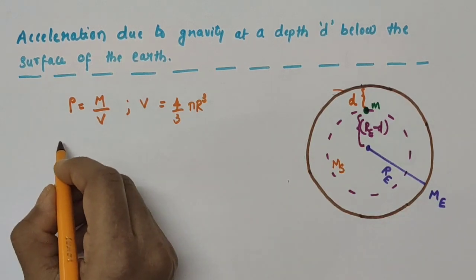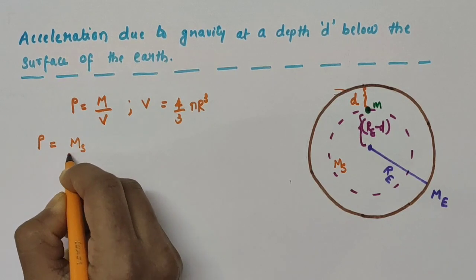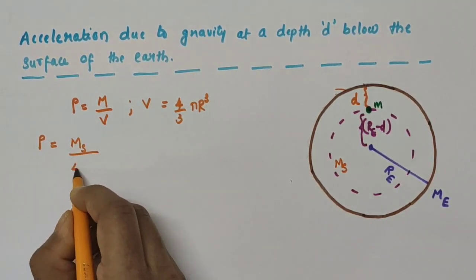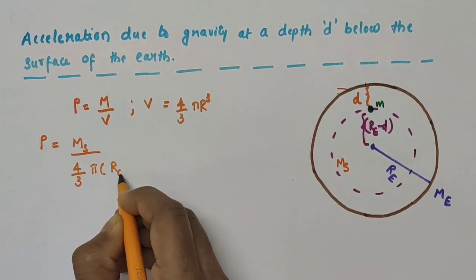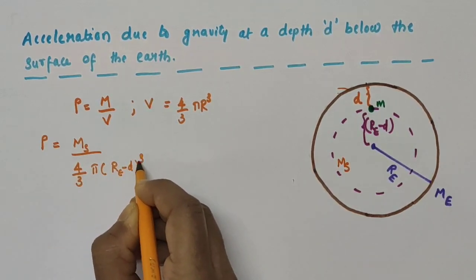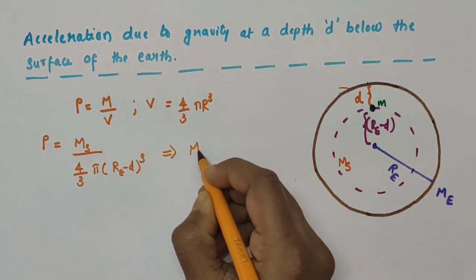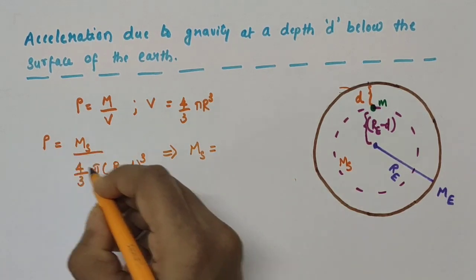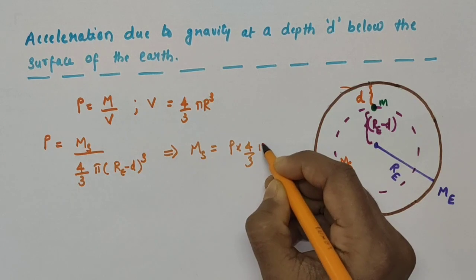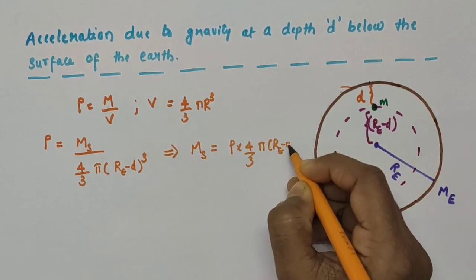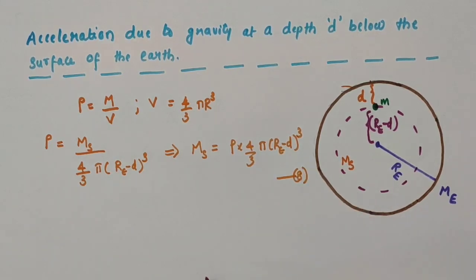So its density can be written as density rho equal to mass of the smaller sphere, ms, divided by volume of the smaller sphere, that is 4 by 3 into pi into radius (Re minus d) the whole cube. From this we can write the mass of the smaller sphere, that is ms, is equal to rho into 4 by 3 pi into (Re minus d) the whole cube. I am taking this as equation number 8.